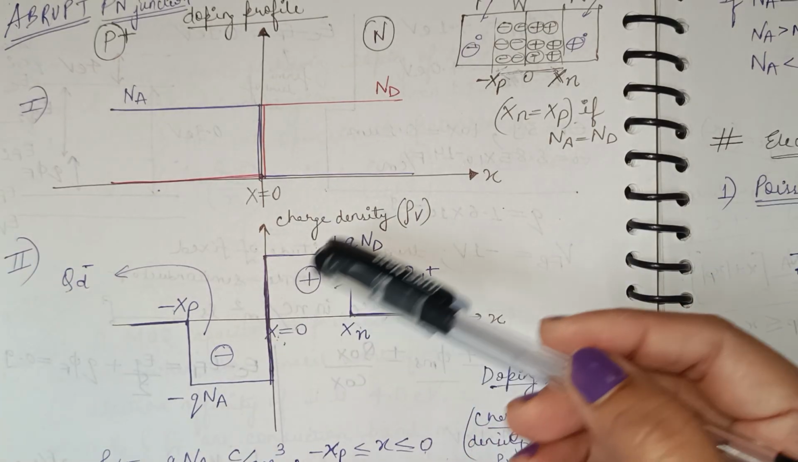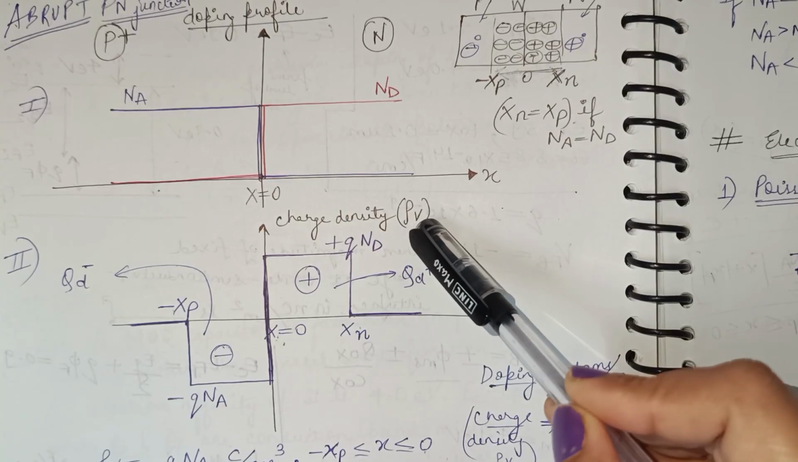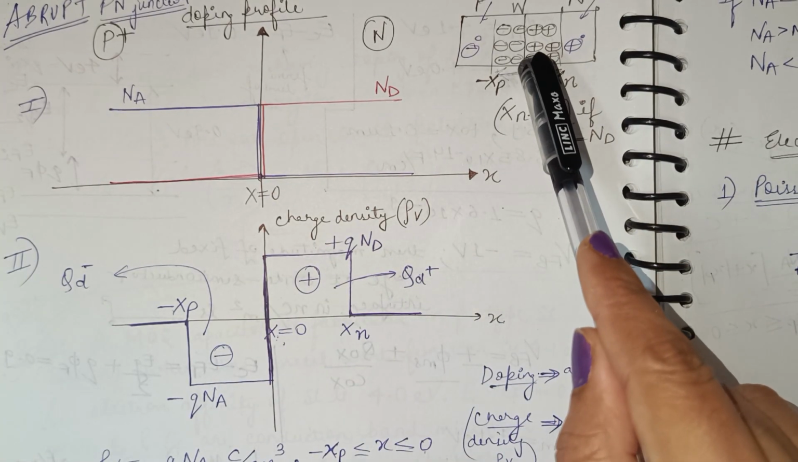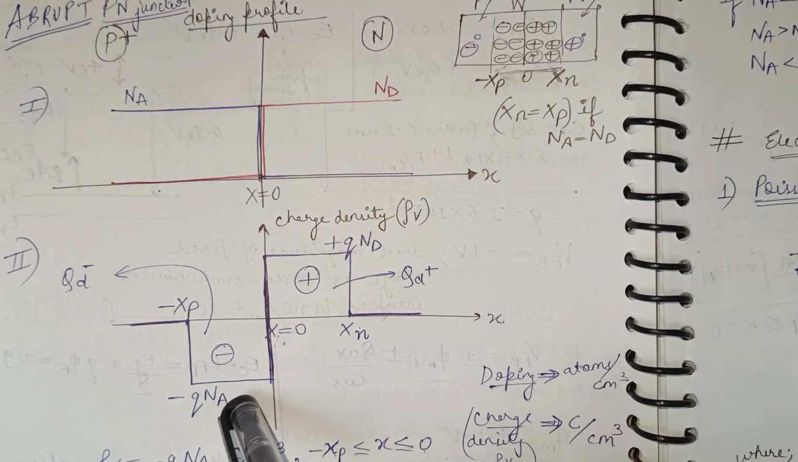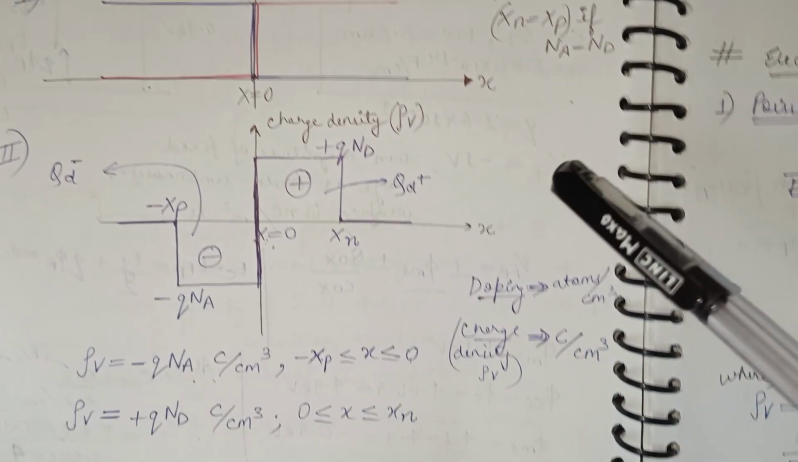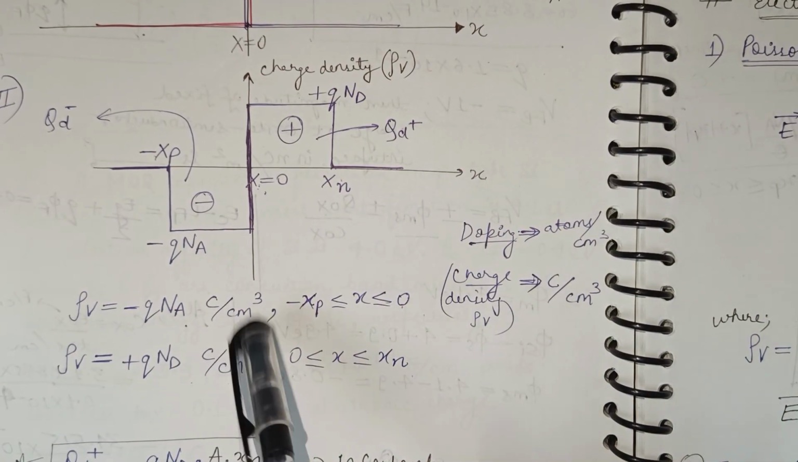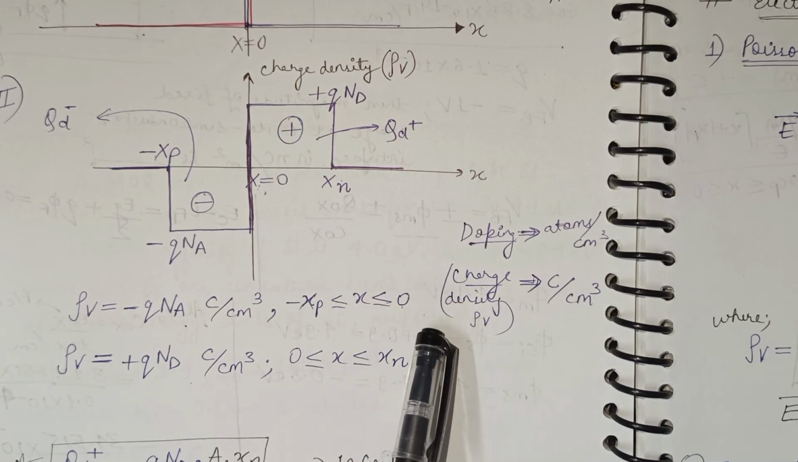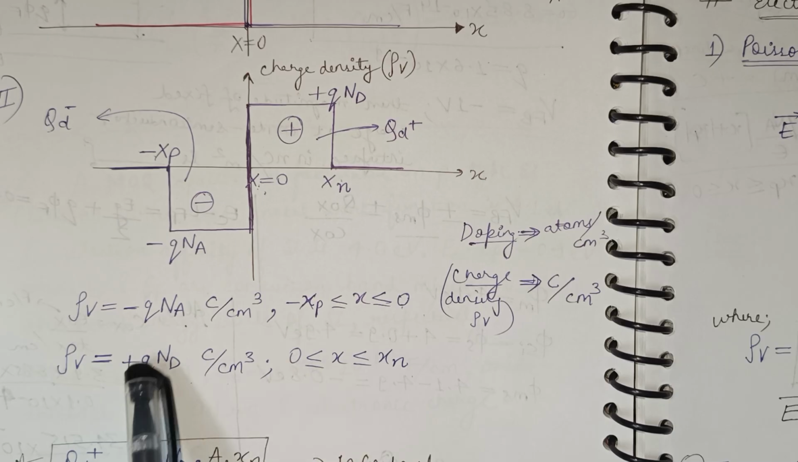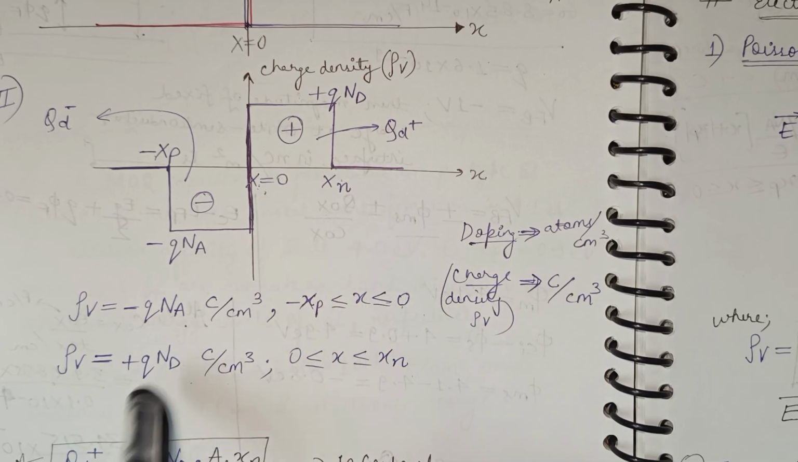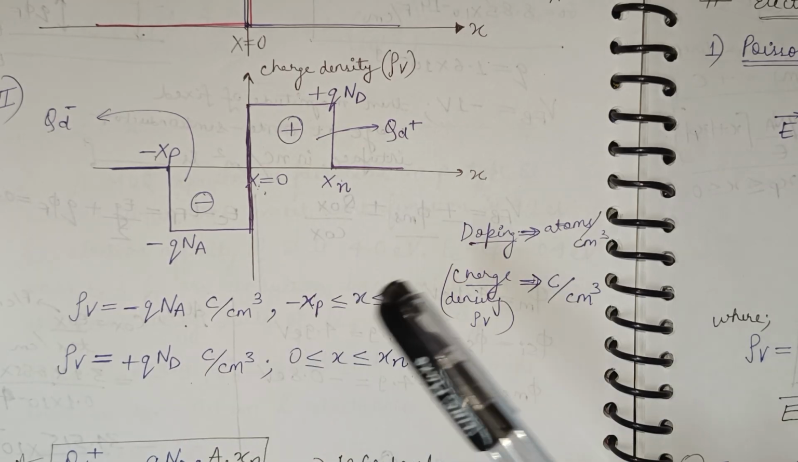Now coming back to the charge density plot, which is rho v, and it is actually minus. The acceptor ions are negative, so it can be written as minus qNa coulomb per centimeter cube. Why? Because it is charge density. And it is within this region minus xp to 0. And what about this positive charge density? This is from 0 to xn, and it can be written as plus qNd coulomb per centimeter cube.